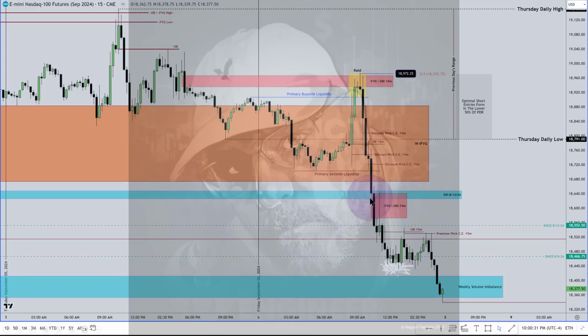Trading down into the daily volume imbalance on August 13th, 2024. You find that information on the daily chart. And then we created a SIBI here. This is a bearish fair value gap. Classification is sell side imbalance, buy side inefficiency, as labeled here. And it's anchored to what time frame?